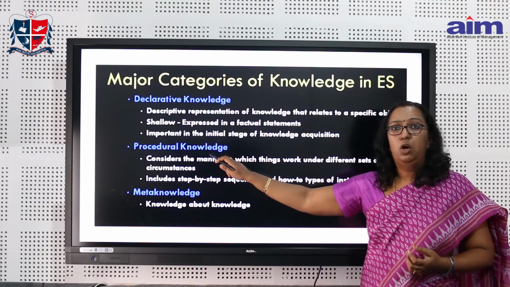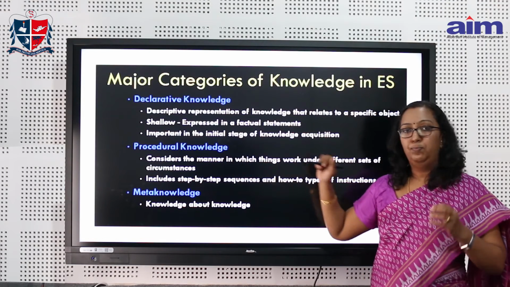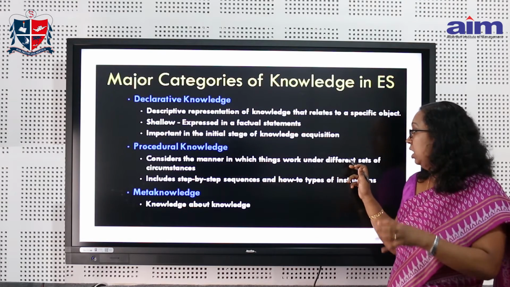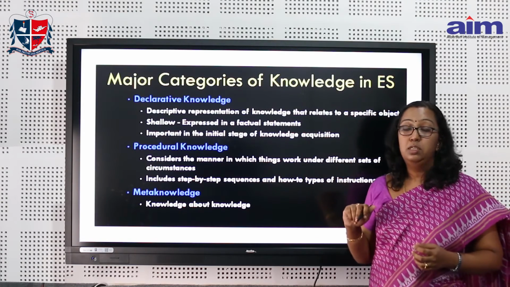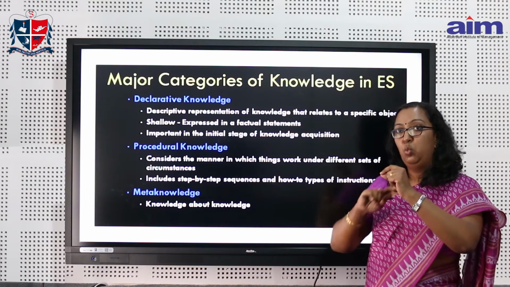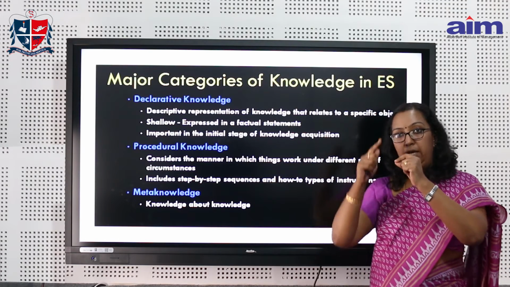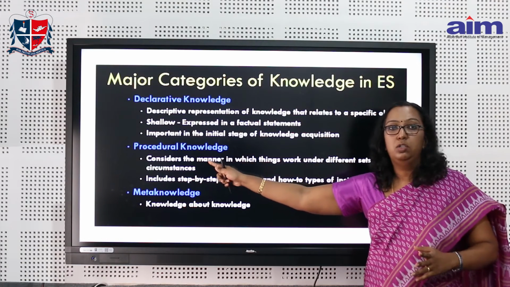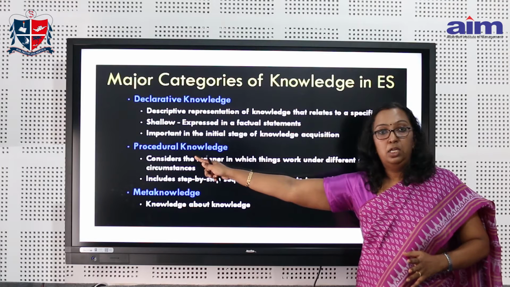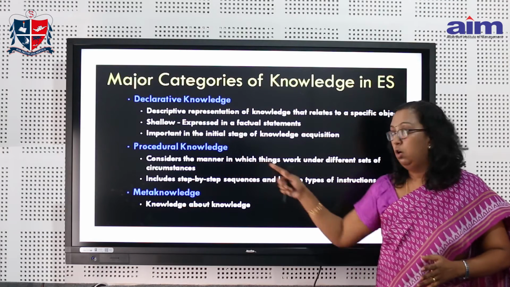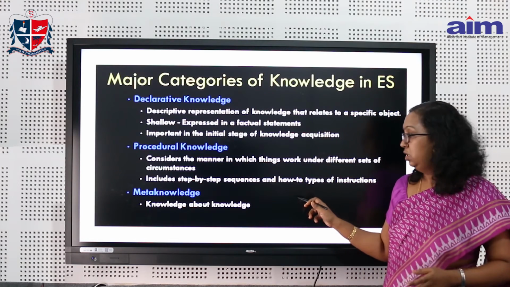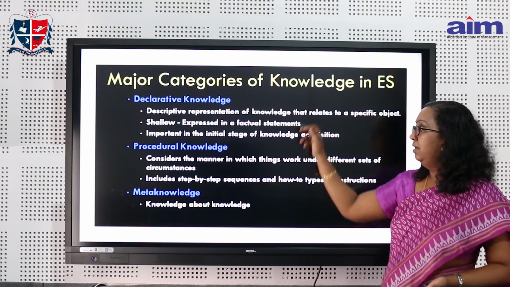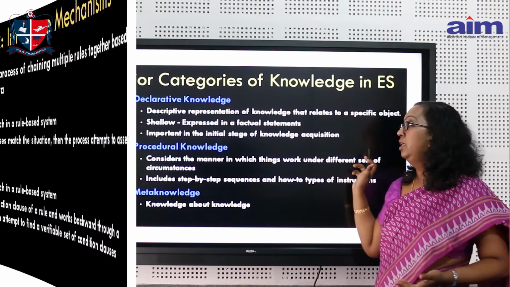Another type of knowledge is called procedural knowledge, wherein you understand or consider the manner in which things work under different sets of circumstances. When temperature increases, what will happen to the machine? When temperature decreases, what will happen to the machine? These kinds of procedural knowledge are the second type of knowledge, called procedural knowledge. Third is the meta knowledge. It is knowledge about the knowledge. So these are the three major categories of knowledge in ES.